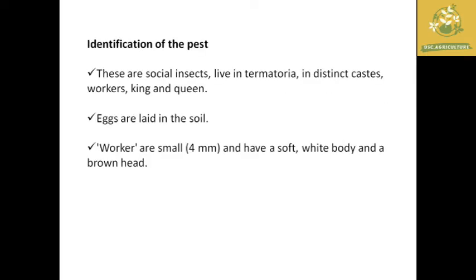And for identification of the pest, they are social insects, so we can see the termitaria in the field. They have distinct castes like worker, king and queen, and eggs are laid in the soil. The workers are small, about 4 millimeters, with a soft white body and a brown head, and they infest the wheat crop present in the field.